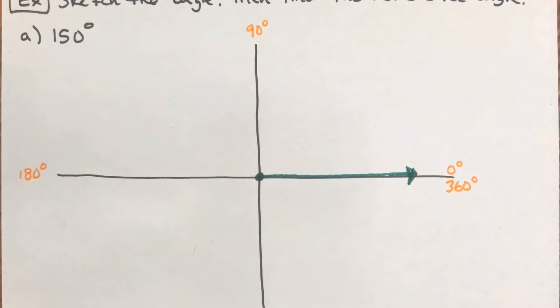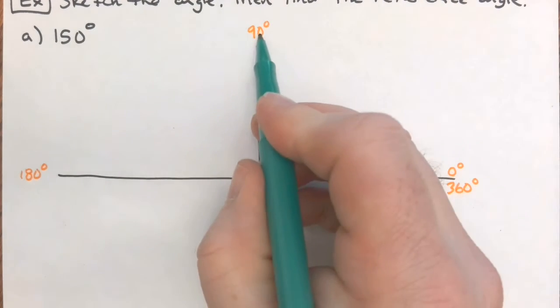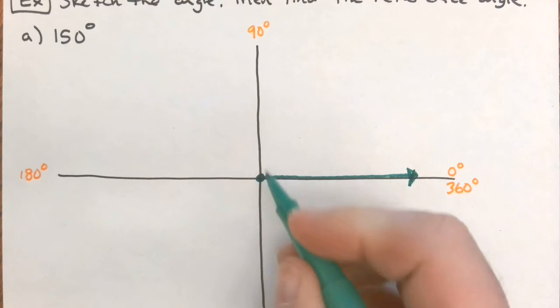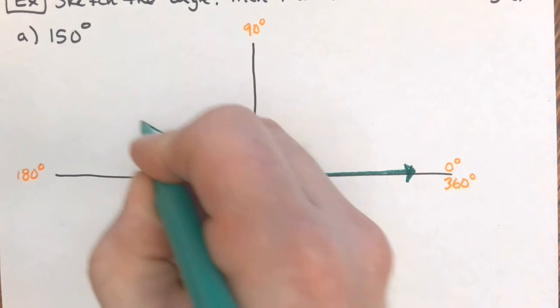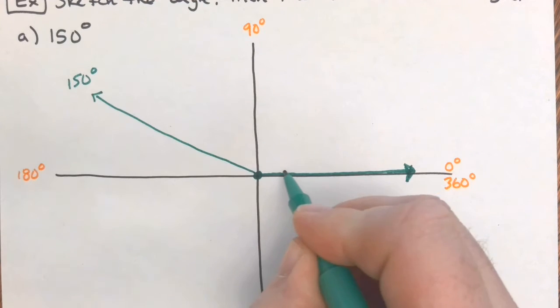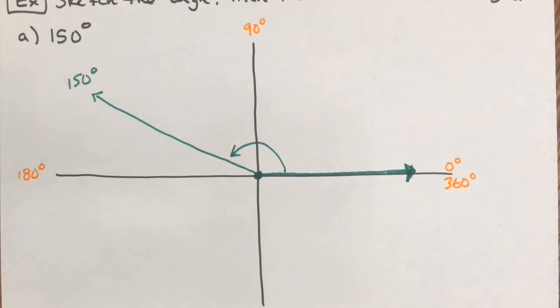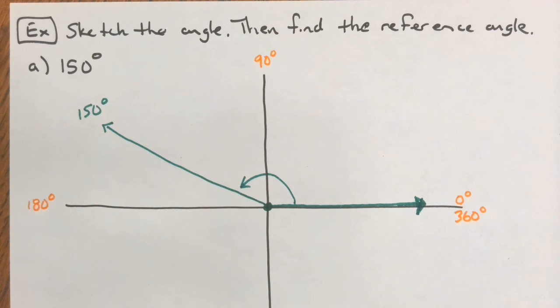So if we're going to sketch this angle, we'll go around counterclockwise until we go 150 degrees. That's past 90, but not as far as 180, so it would be somewhere right around here. That's about where 150 degrees would be for our angle. So that's the first part, sketch the angle. Then we're supposed to find the reference angle.